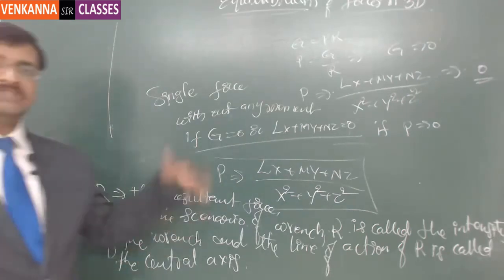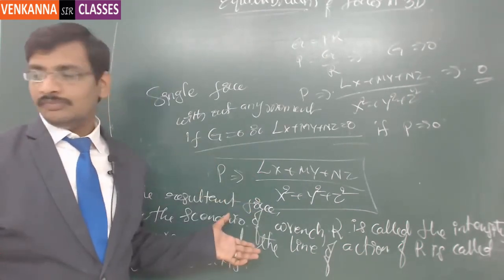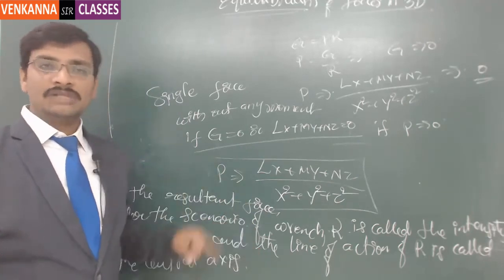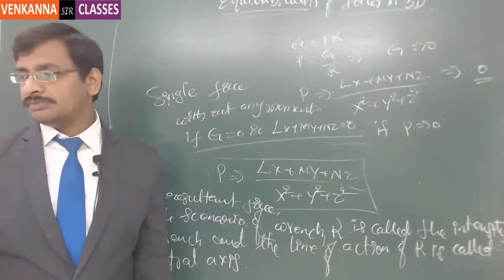So under non-wrench scenarios, we treat that as the line of action of the force only. Under the scenario of wrench, the same line of action of force, we call that the central axis. Got it?